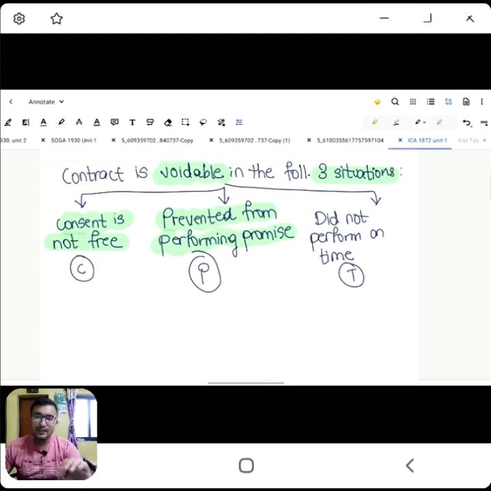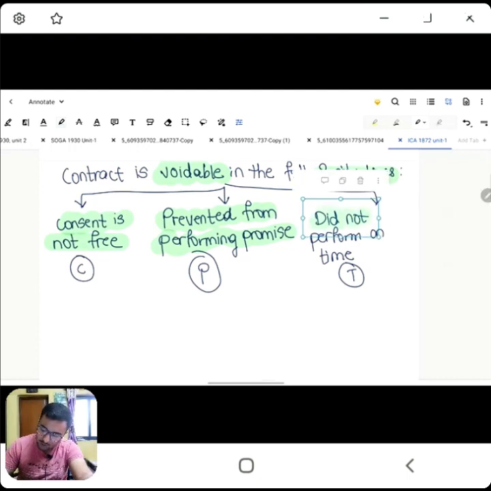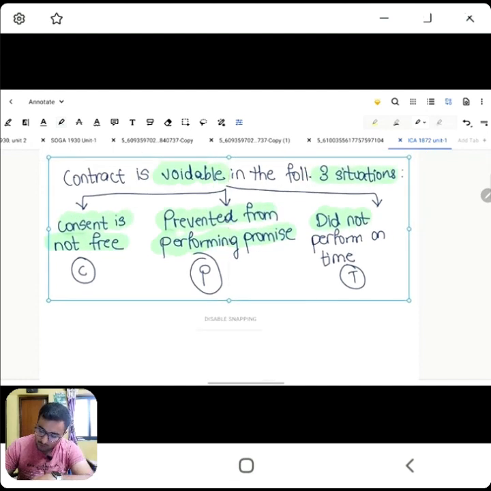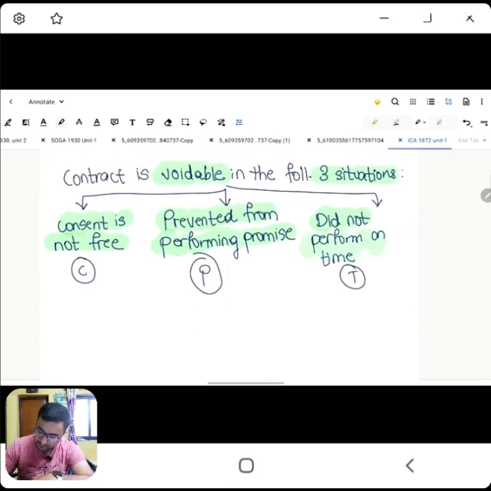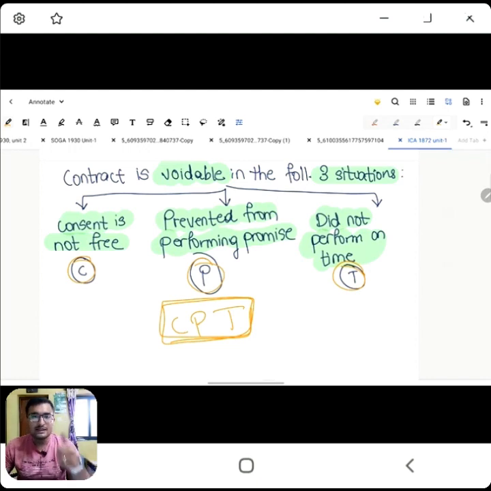Third, if I have told you I will sell mangoes to you within 5 days and 15 days have passed, I did not sell mangoes to you, you have already paid money to me. If you want, you can cancel the contract because I didn't perform it in time. Did not perform it in time. CPT. Okay, we call it CPT. So your foundation exam a few years before, when I gave my entrance, it was called CPT, right? So CPT means consent is not free, performance prevented, performance not done on time.